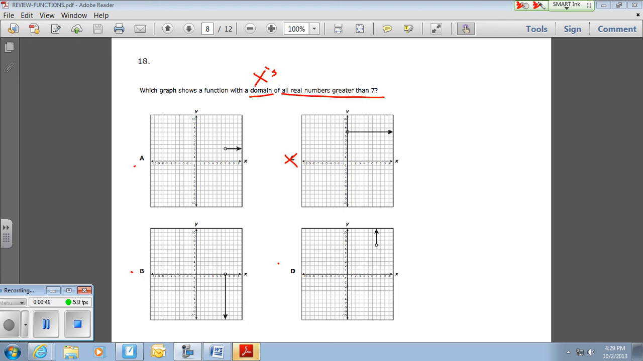And it's got to be A. This is talking about range less than 0. So that ain't it. This is talking about range greater than 7. That's not it. And this is a domain greater than 0. That's not it. This is the only one that has a domain greater than 7, so this should be open, greater than 7. So A is your answer for 18.